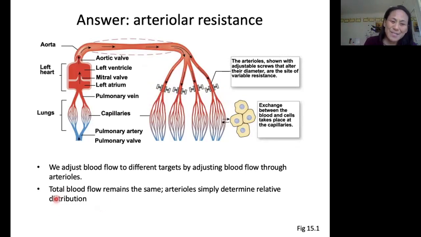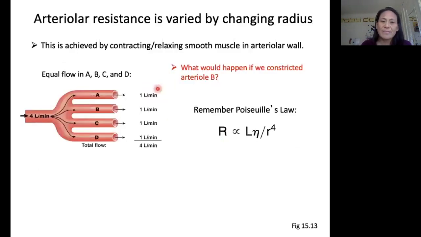Again, I want to emphasize that the total blood flow is going to be the same. The total amount of blood going through all of the arterioles is not going to change. You're just changing the way that total blood flow is divvied up, how it's directed. So let's take a look at this in this example here. As I already made reference to, we change arteriolar resistance by changing our radius, remembering Poiseuille's law and the fact that little changes in radius can have a huge effect on your resistance.